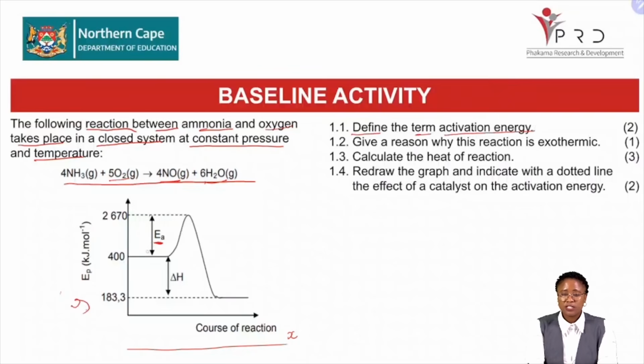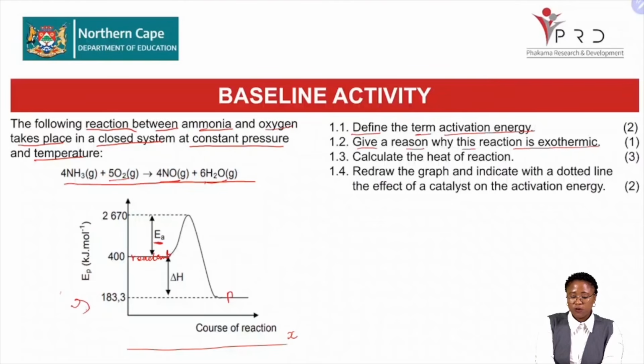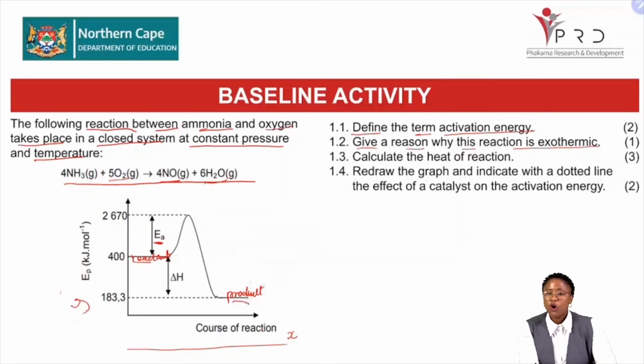All right, now let's look at 1.2 quickly. It says, give a reason why this reaction is exothermic. This reaction, from what we are seeing, is an exothermic reaction because from the graph we can see that the energy of the reactants is more than the energy of the product. So the reason why this is an exothermic reaction is because the energy of the reactant is more than the energy of the product, or you can say because the change in enthalpy is less than 0. But for you to be able to say that, you would have done your calculations already.